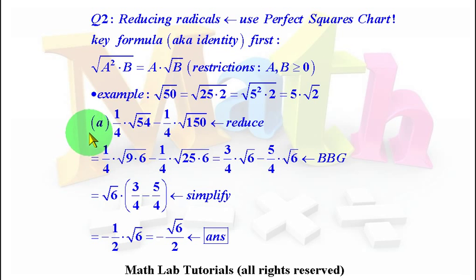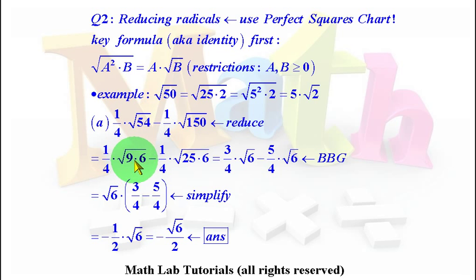Let's look at part A. Over here we have 1/4 dot square root 54 minus 1/4 dot square root 150. The idea is to reduce the square root of 54 and reduce the square root of 150 if we can. Sometimes we can't reduce radicals because there is no perfect square that divides into the argument. And so therefore we're left with whatever we had to begin with. Okay, so not every radical can be reduced, but 54 can certainly be reduced because the largest perfect square that goes into 54 is 9.